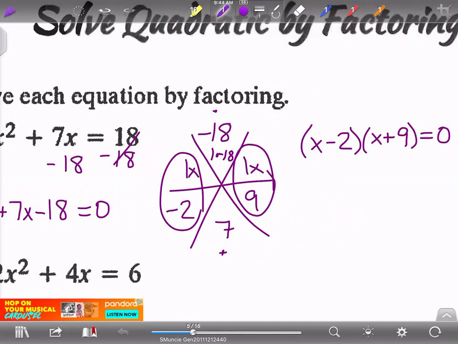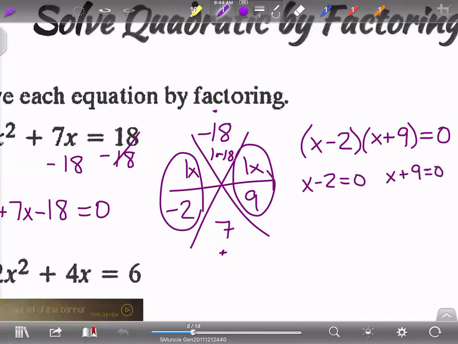Now that we have our two factors multiplying together to equal 0, we're going to use that zero product property. Hey, these two sets of parentheses are being multiplied together. I know that one of them must equal 0. So either x minus 2 equals 0 or x plus 9 equals 0. And then we're just taking these two equations and getting x by itself.